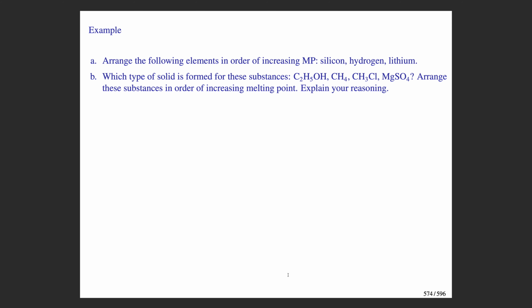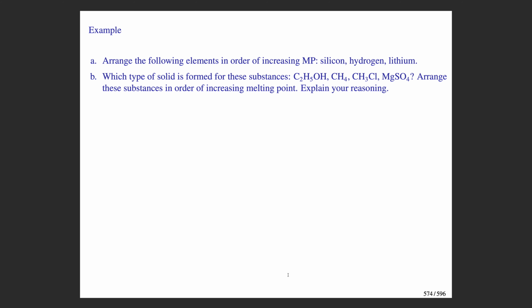It's going to be the silicon. The reason why is that silicon forms a covalent network solid, okay? And in order to melt silicon, you would have to break those covalent bonds. And covalent bonds are very strong. So silicon is going to have the highest melting point.